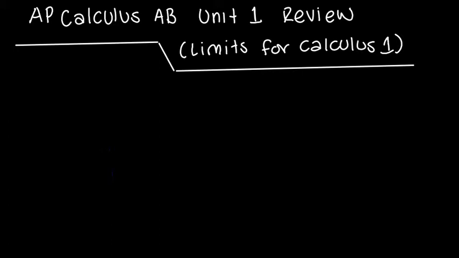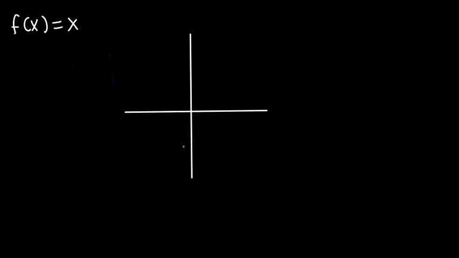So as we know, for any function, we have a domain. Let's start with a simple function to get warmed up. So f of x is equal to x, for example. So we can graph this really quickly, and we'd have a graph something like that. This is our f of x equals x graph. This is the x-axis and this is the y-axis.